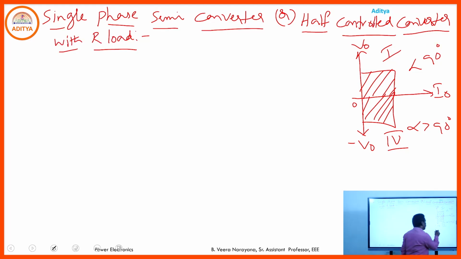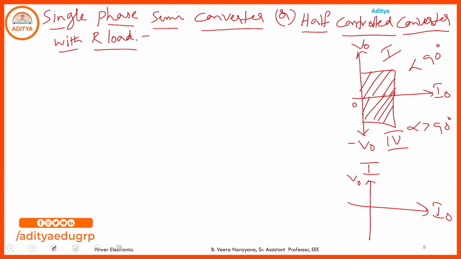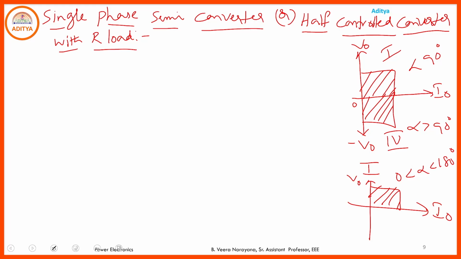If I want to collect only first quadrant operation, that is, the output voltage and output current are always positive for the entire firing angle range from 0 to 180 degrees, simply we go through the semi converters. So semi converters are half controlled converters.